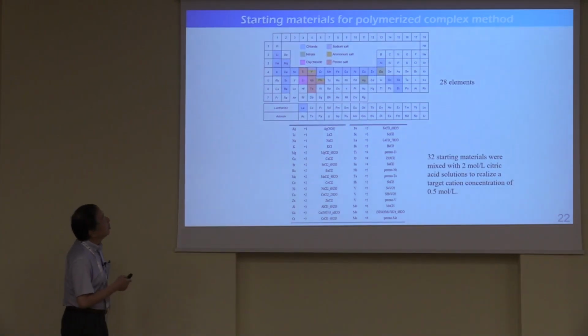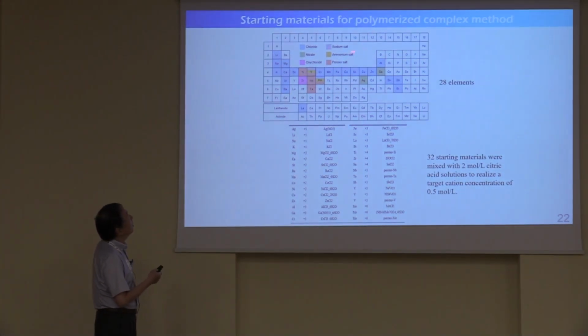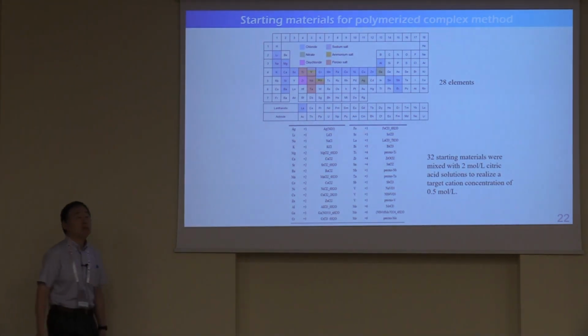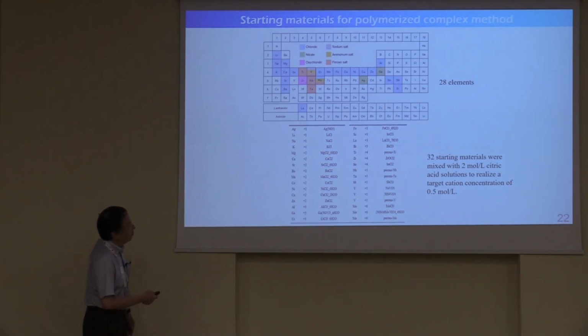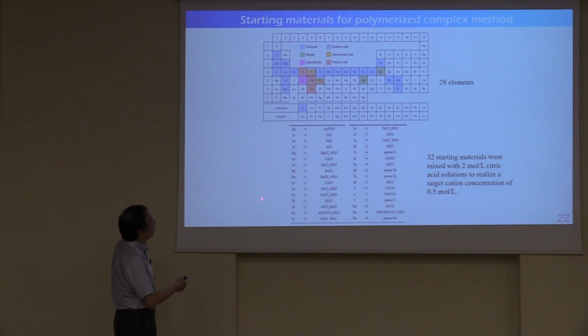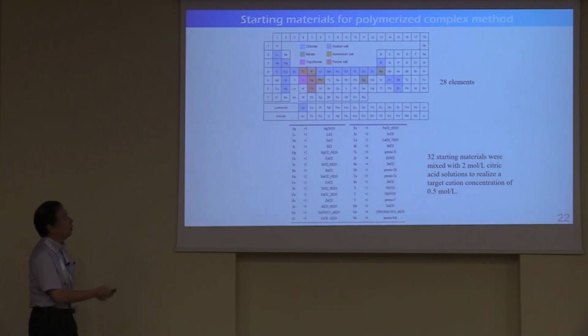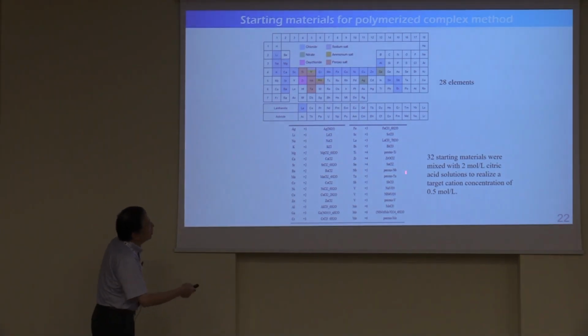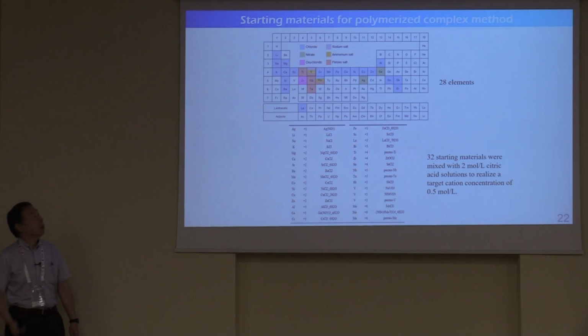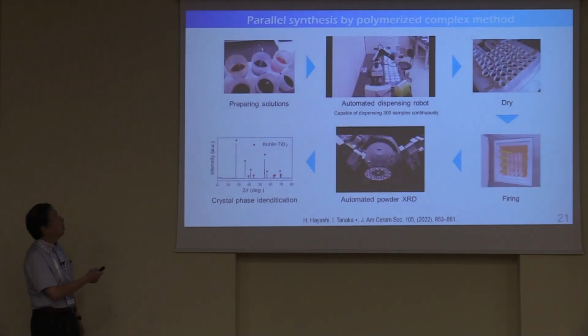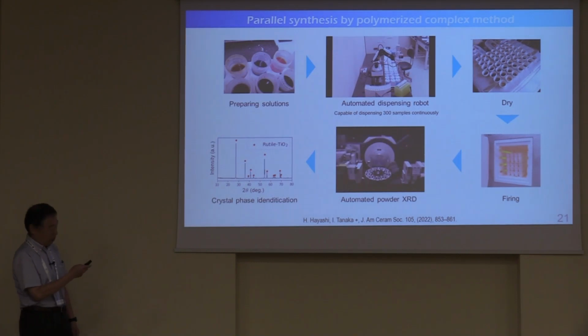For the polymerized complex method, for the starting materials, we have chosen 28 elements from the periodic table. And also, I'm sorry for the small characters, 32 starting materials, some of them are chlorides, and some of them are nitrates, NO3, peroxides, and so on. Those 32 starting materials were used and made into these preparation solutions.